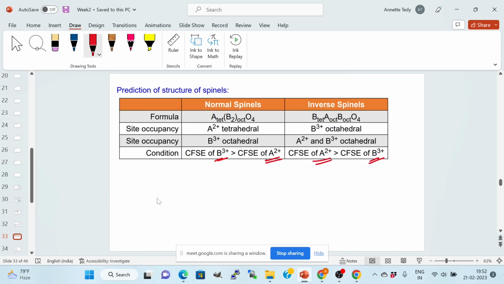Okay. So, a spinel has A, B, then oxygen. I am writing A2+, B3+, then there are 3 metals, I mean 2 B and 1 A. The A is in 2+ state, B is in 3+ state. So in normal spinel, the A2+ will occupy the tetrahedral site in the lattice.